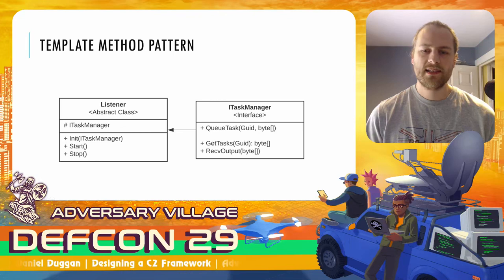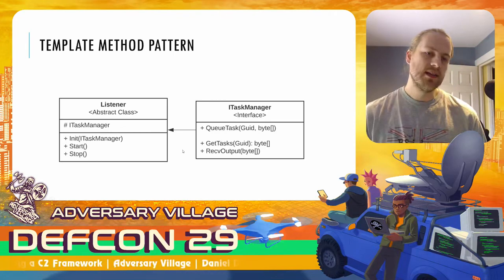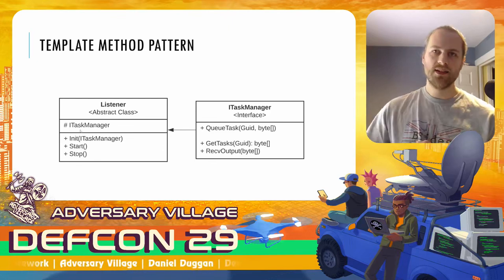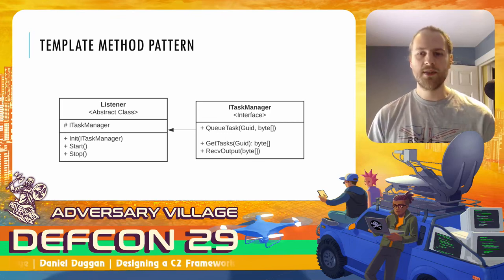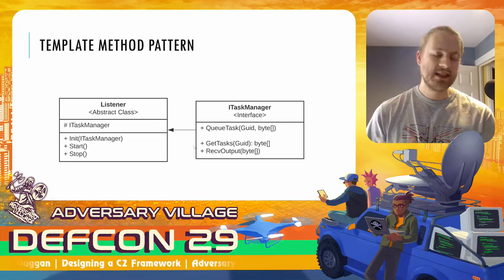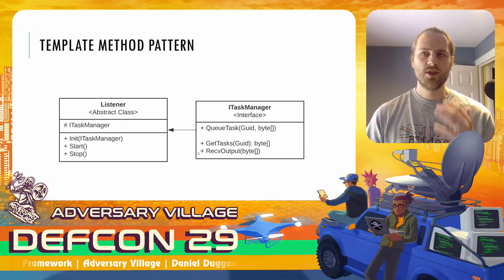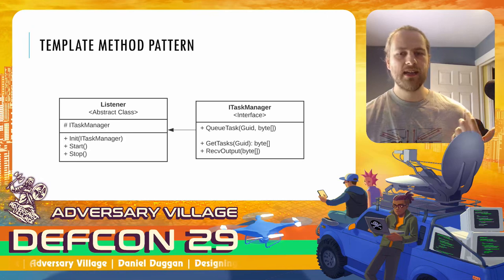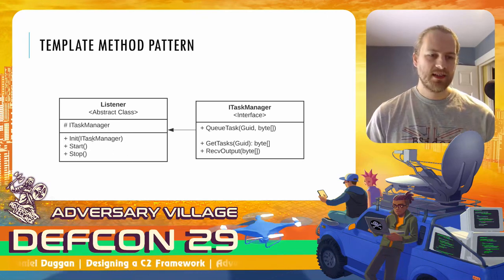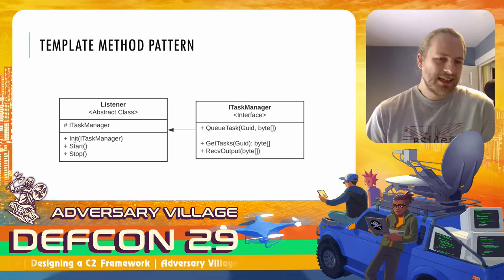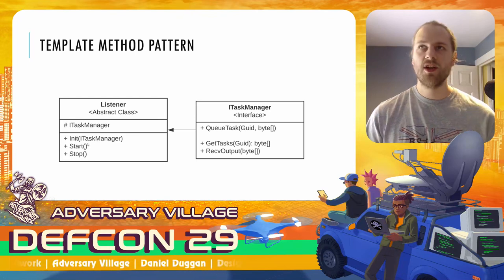And then GetTasks and ReceiveOutput will be used on the listener side, so that when an implant is talking to the listener, it can just use this task manager to grab any tasks that are queued for it, and also give the server any output that the implant is sending. And then the listener just has this Init or Initialize method to bring in that task manager, and then just a Start and a Stop.